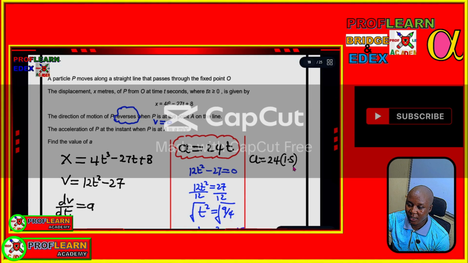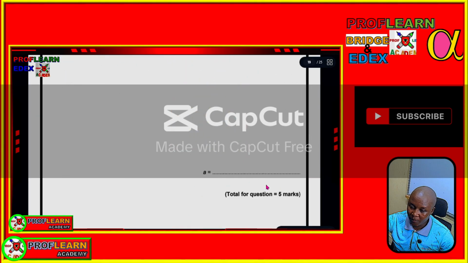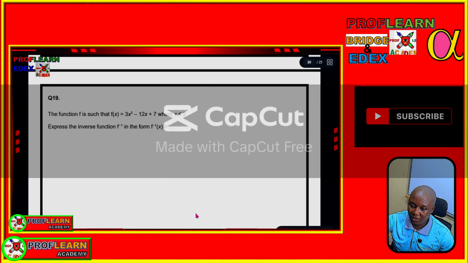So which means that at that point of acceleration, we shall say 24t. So it will be 24 times 3 over 2, which is 1.5. Also in terms of a decimal, it will be 1.5 times 24. And if we substitute that, we are going to get our answer as 36 meters per second square as the acceleration.